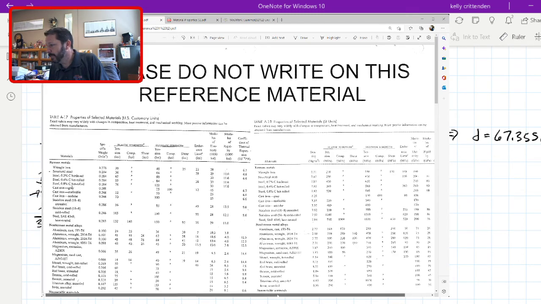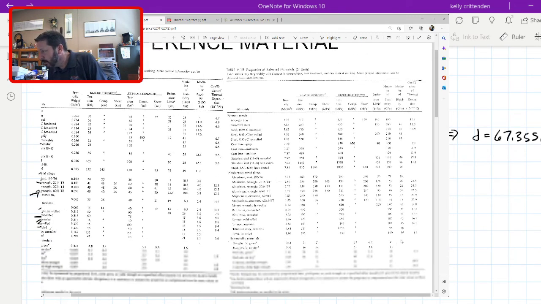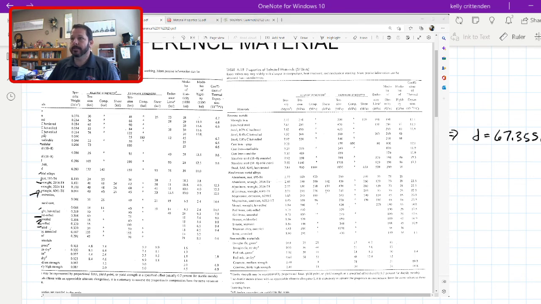I think it was 56 gigapascals. Yeah, 56 gigapascals, so 10 to the ninth.